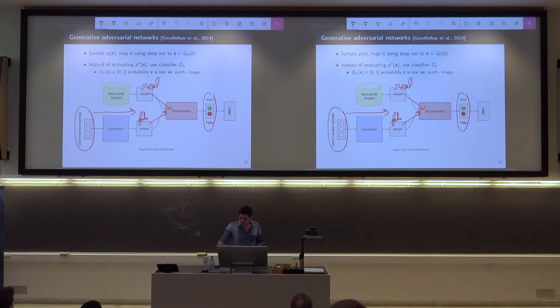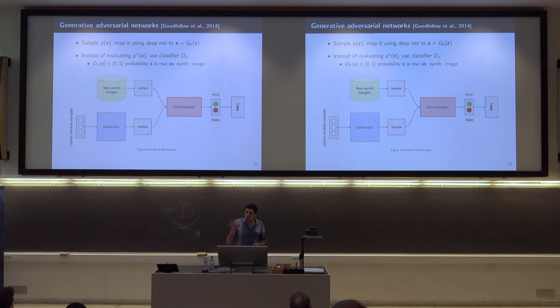So the discriminator is trained to separate true and fake samples, and the goal of the generator is to fool the discriminator. Your goal is to produce good samples, and your evaluation of what a good sample is is the score given by your discriminator. So the task of the generator is to confuse the discriminator. And if it manages to do so, hopefully it means it has managed to produce samples that look perfectly real.